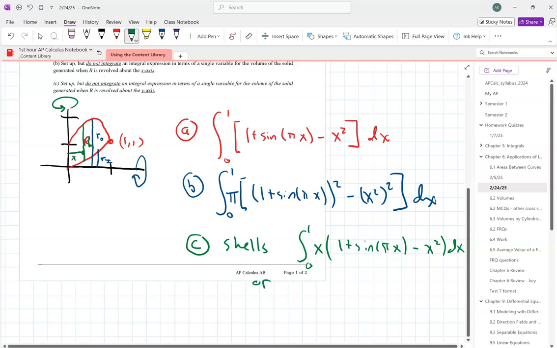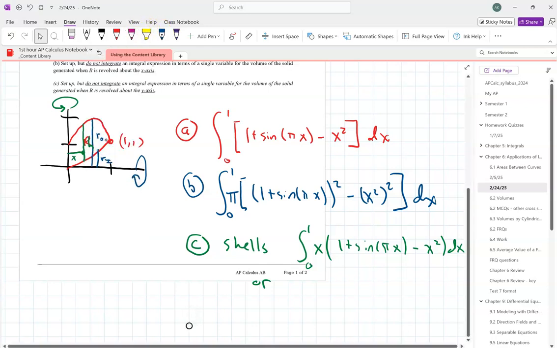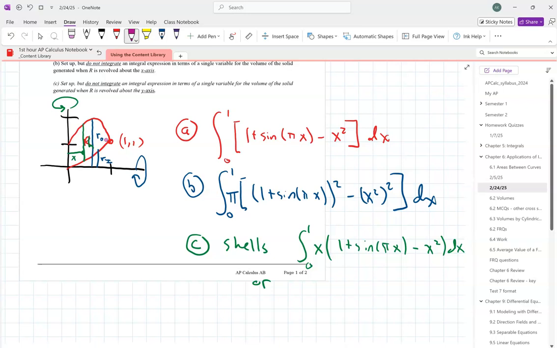Or we could break it into two pieces by using a disc and a washer. So in doing that, we're going to chunk it there. This section is the disc, and then I can do this upper section as a washer. I just have to be a little sneaky about it.